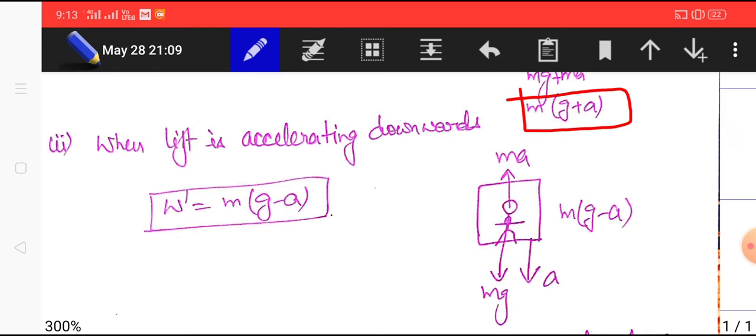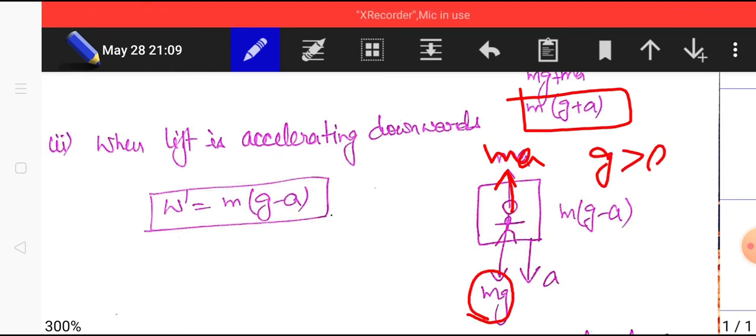And the reverse will happen when lift is coming downward, because when lift is coming downward with acceleration a, due to that acceleration body will feel an upward force ma. Gravity is always working in downward direction, so considering g greater than a, apparent weight becomes mg minus a.